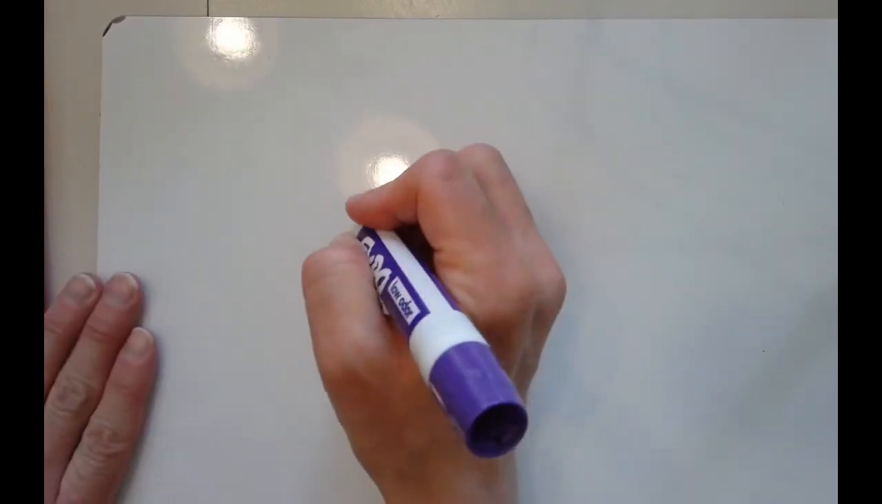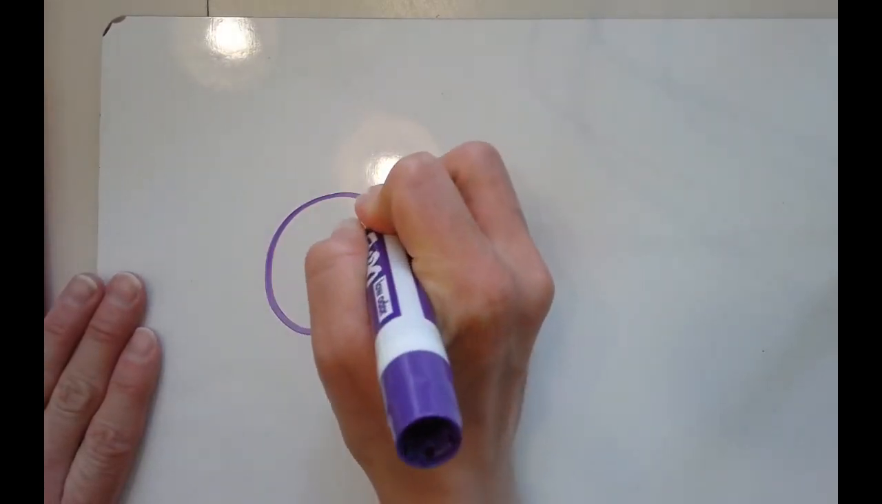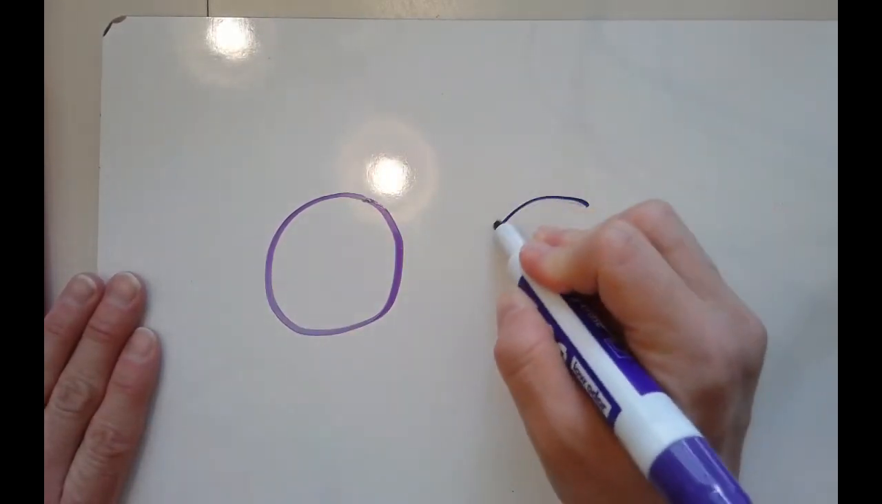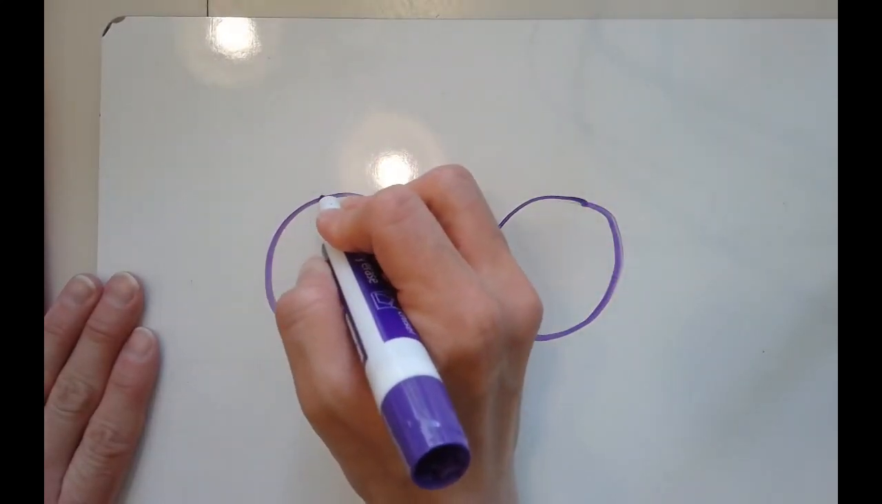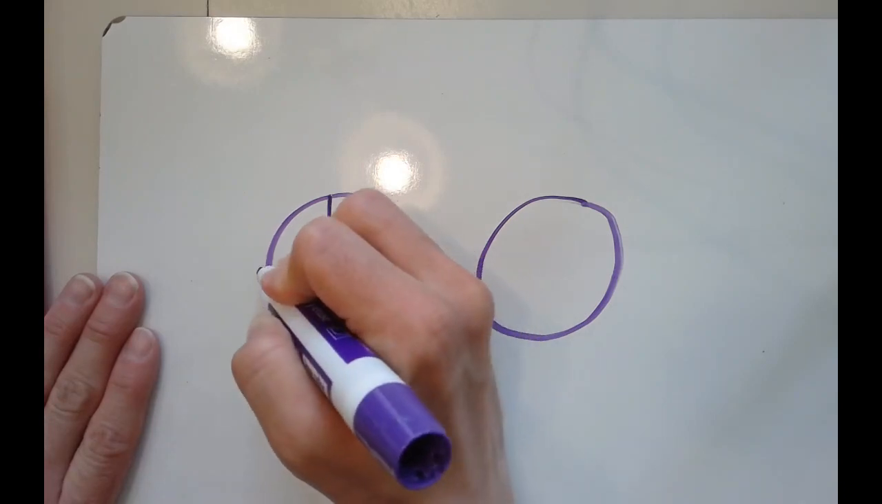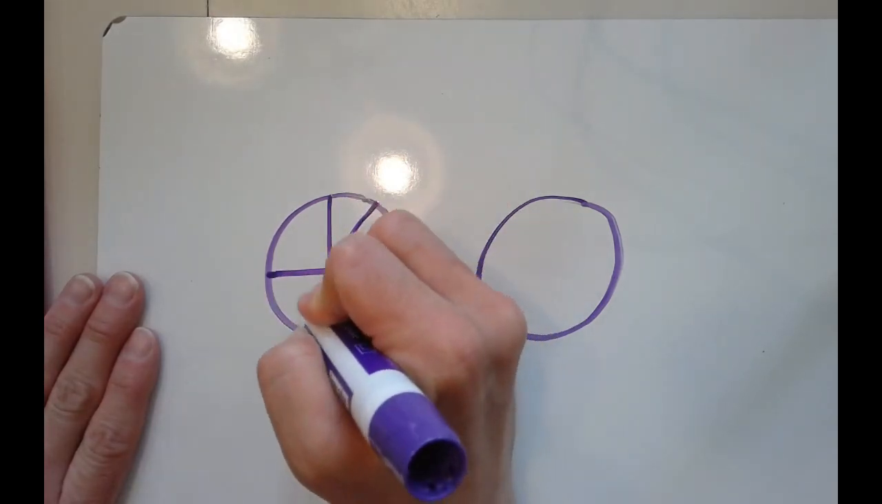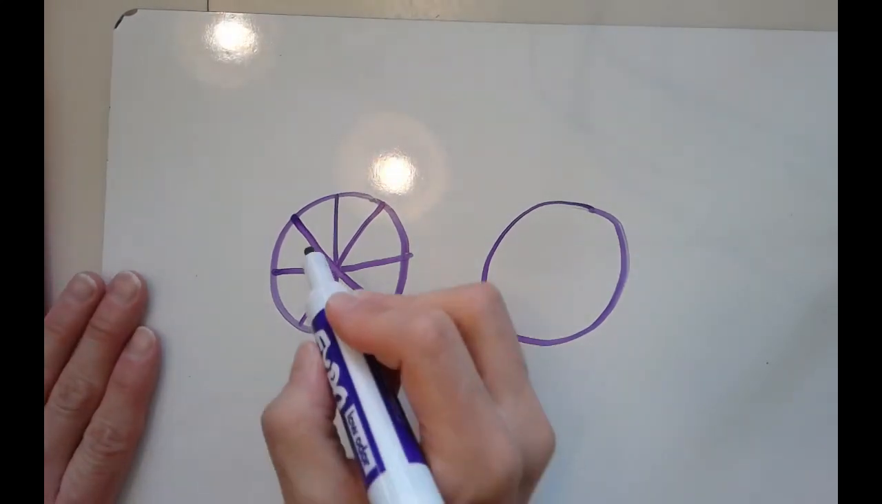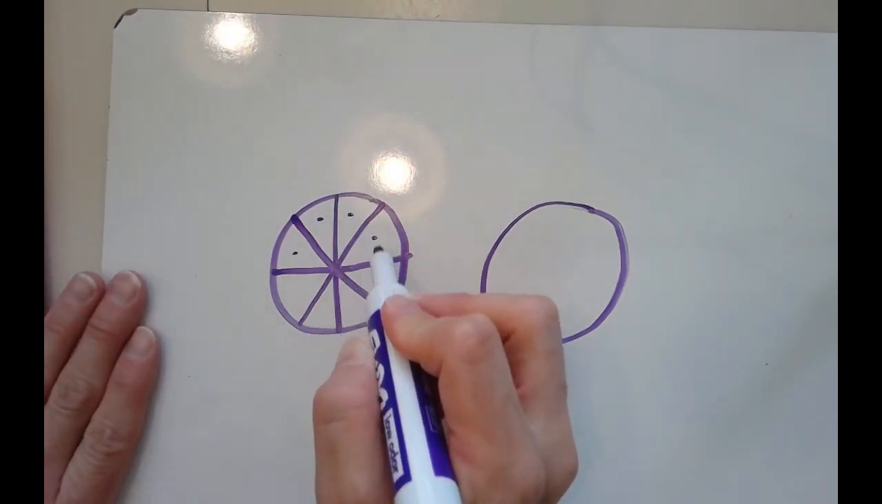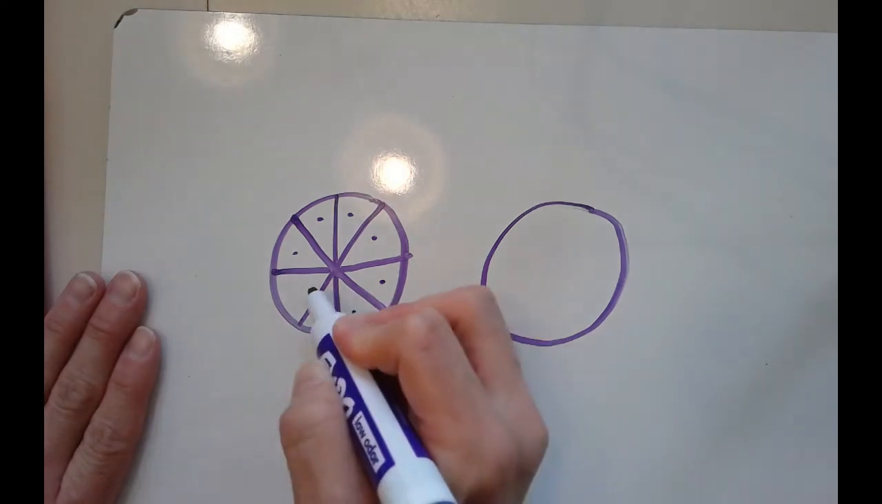So let's try. Let's do pizzas again. This time, I'm going to slice my pizza into 8ths. 1, 2, 3, 4, 5, 6, 7, 8. Okay?